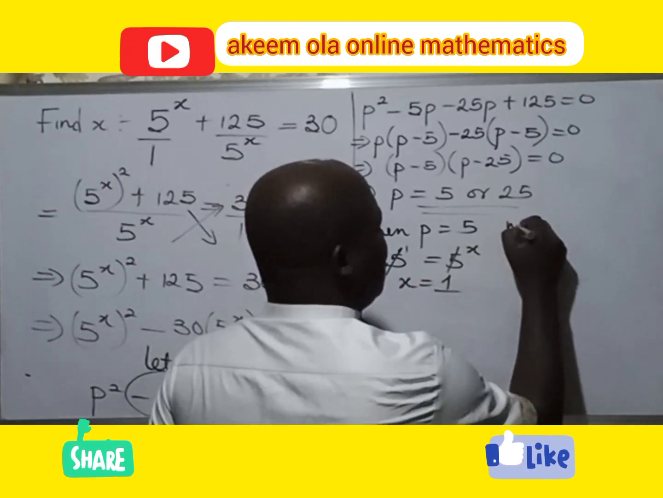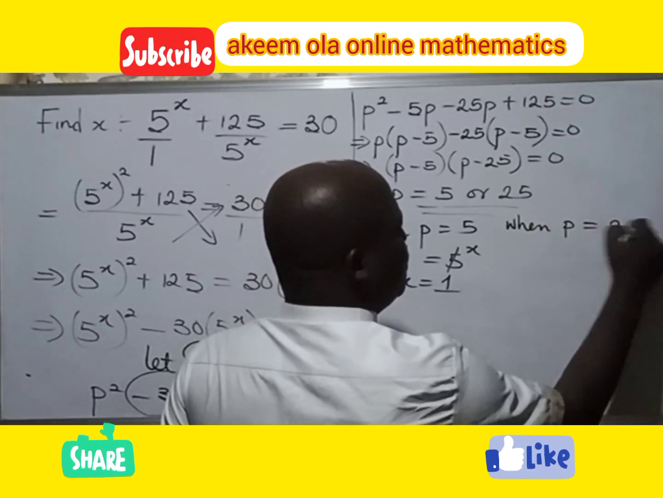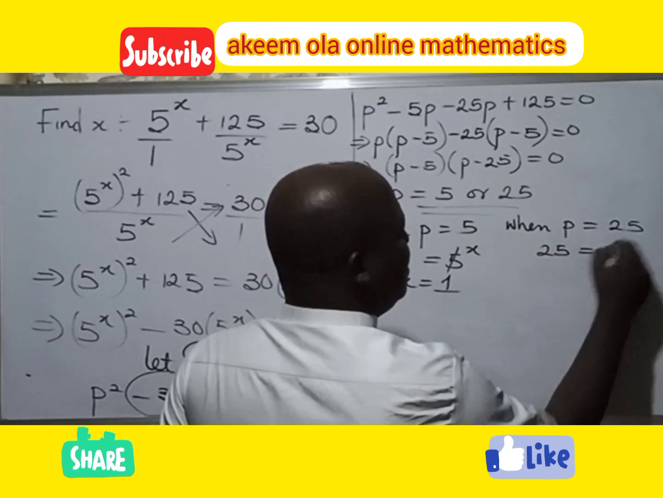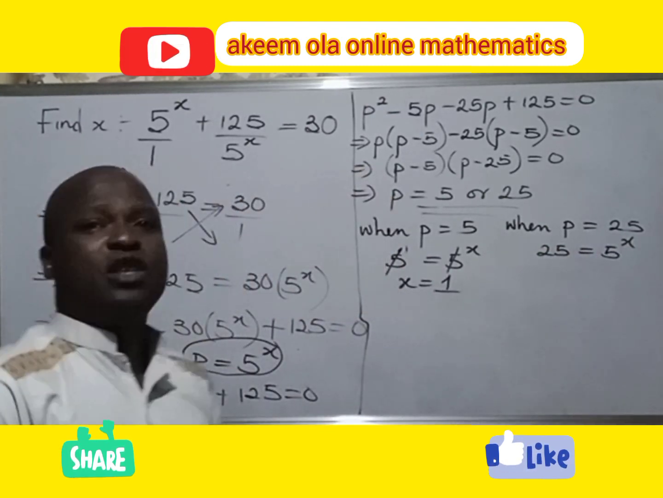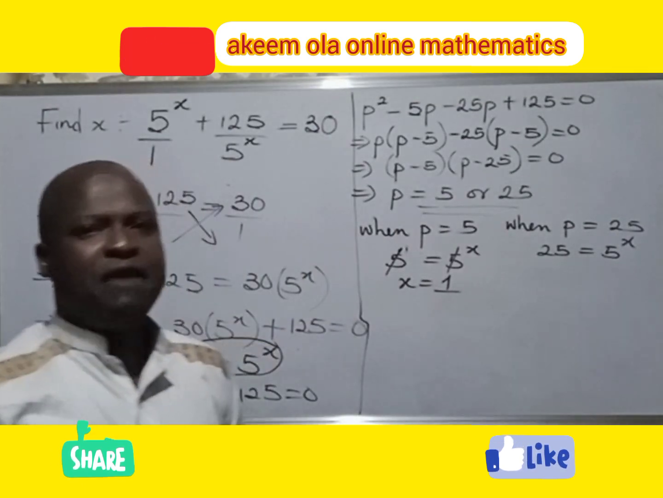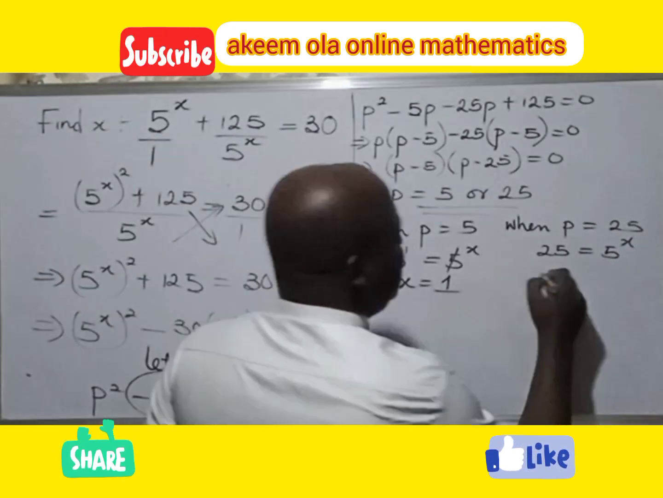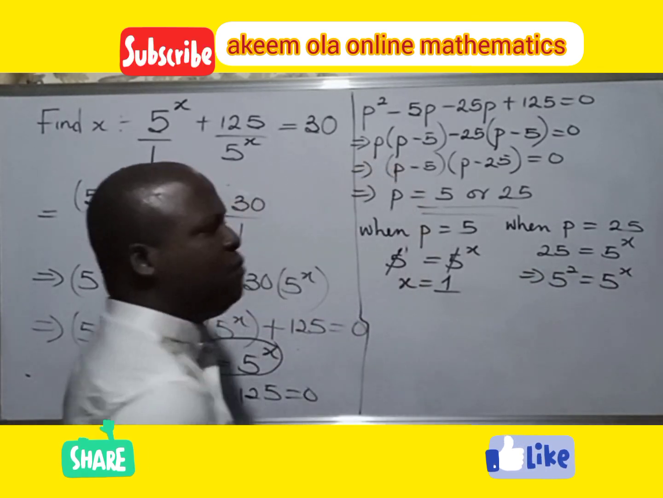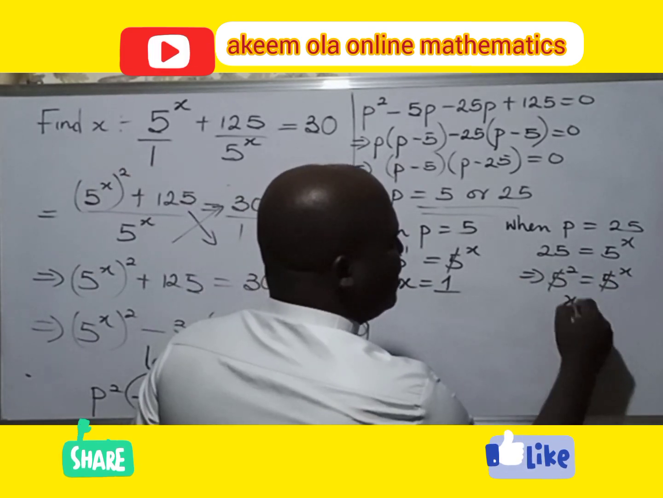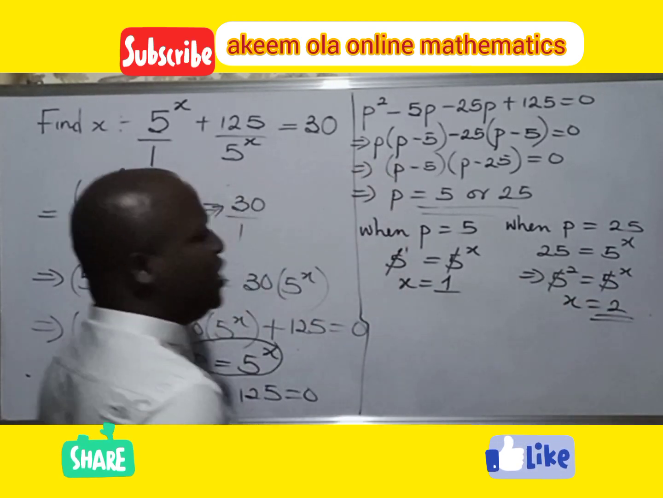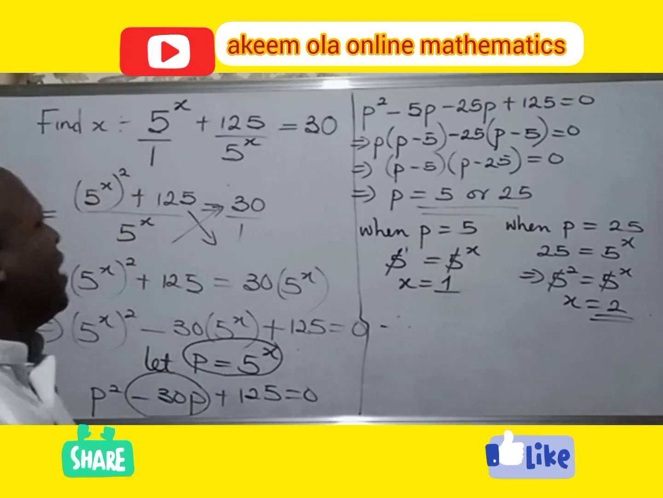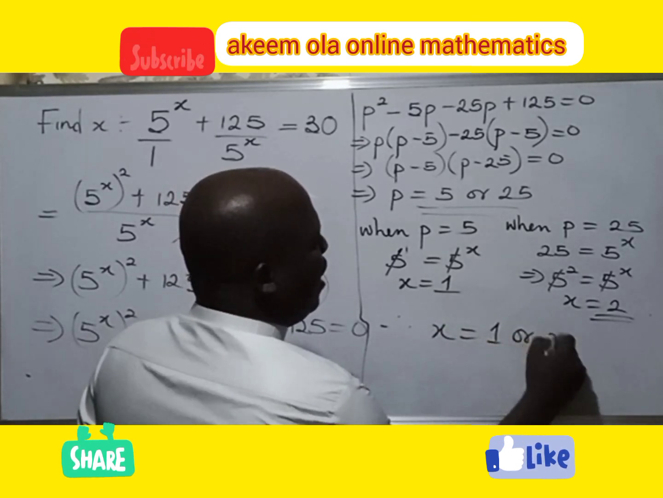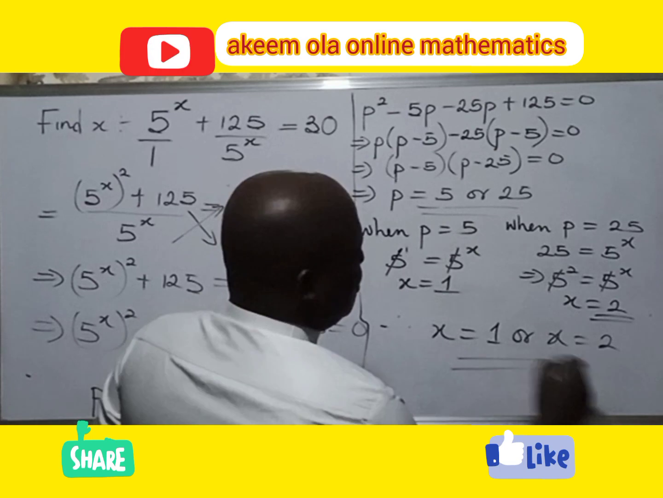Then I will consider the second one, when p is equal to 25. That means I will have 25 is equal to 5 raised to power x. But you know, I can simplify 25 in terms of 5, and 25 is equal to 5 raised to power 2. That means here now I will have 5 raised to power 2 is equal to 5 raised to power x. The base we cancel, so our x is now equal to 2. So now the values of x that satisfy this particular equation are x is equal to 1 or x is equal to 2.